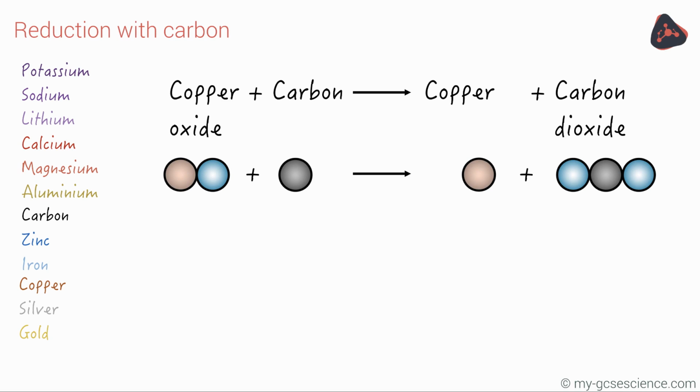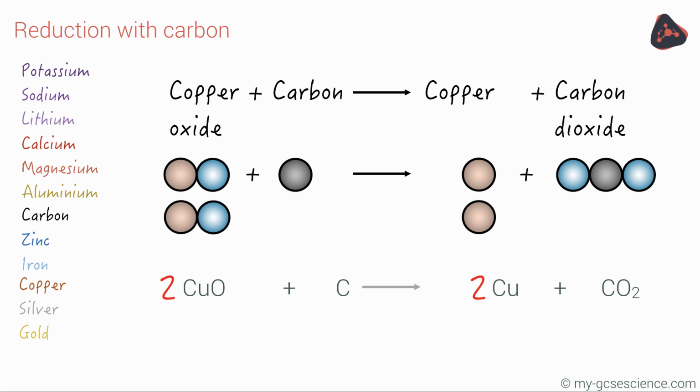Let's take copper oxide for example. Copper is a metal that's reactive enough to be found in the ground as an ore, and the ore is normally made up of copper oxide or copper carbonate. If you react copper oxide with carbon, the carbon is more reactive and so will take the oxide away from the copper, leaving copper behind and creating carbon dioxide. This is the equation for the reaction, and we would balance it like this.